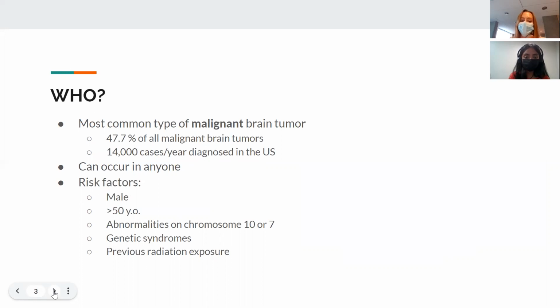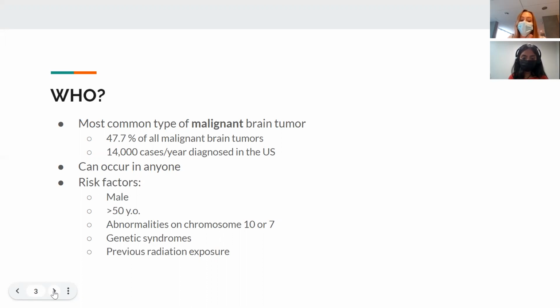Okay, next question is, who does this affect? Glioblastomas are actually the most common type of malignant brain tumor. Remember, this doesn't mean that they're the most common brain tumor overall, just the most common brain tumor that grows and spreads. And here's a couple of basic statistics about how common they are. 47.7% of all malignant brain tumors are glioblastomas. And there are a total of 14,000 cases diagnosed every year in just the United States.